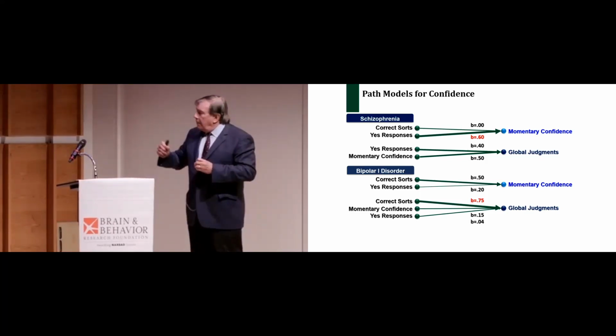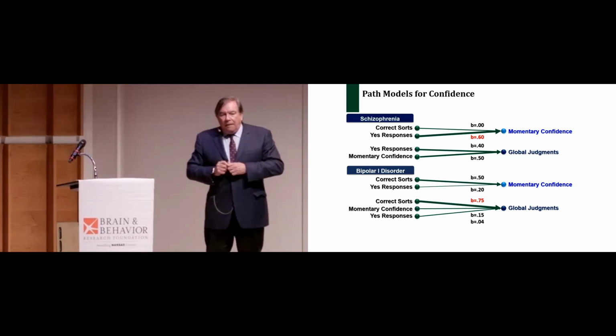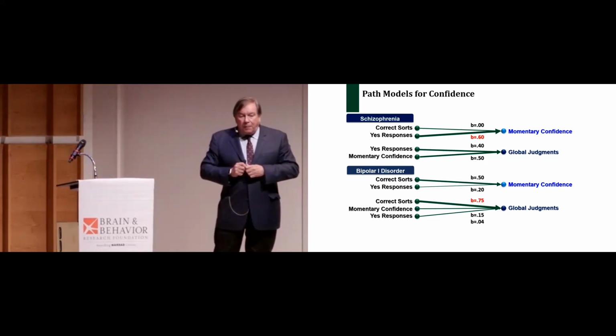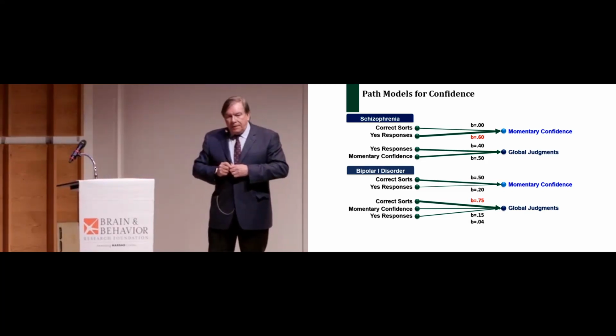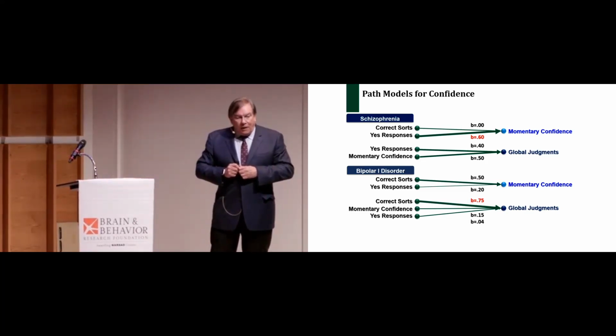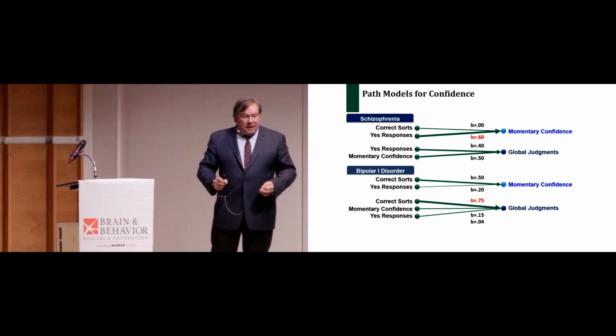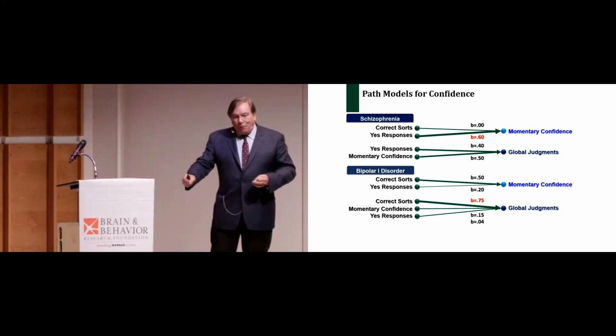Look at the bottom, people with bipolar disorder. They had just as many false positive responses as the people with schizophrenia, but at the end of the day, when they're judging their performance, they're not correlating that with their yes responses. They're correlating that with how many trials they actually got right. So the people with bipolar disorder are sorting, then they're saying, oh yeah, I'm right, and they're hearing, oh no, you're wrong, and then they're remembering the feedback that they got.